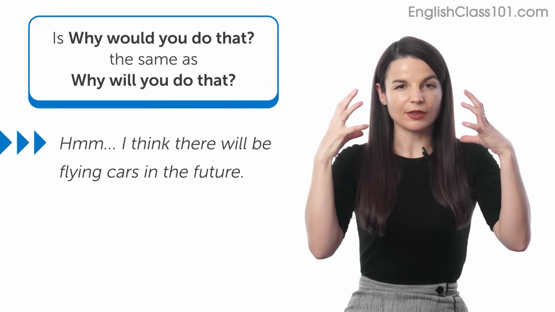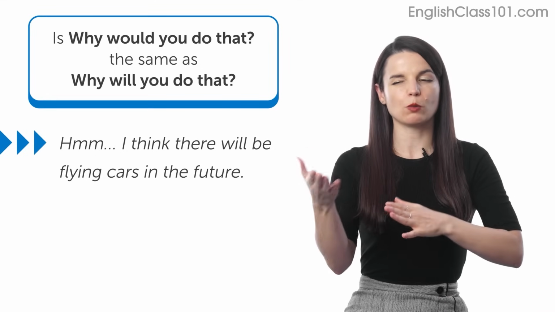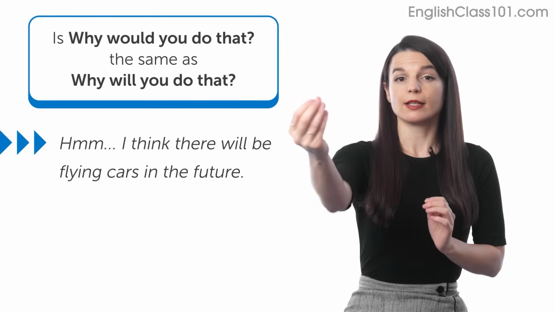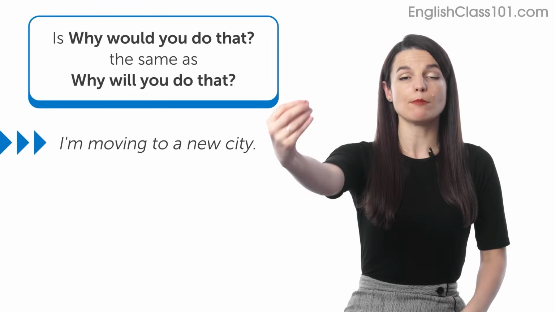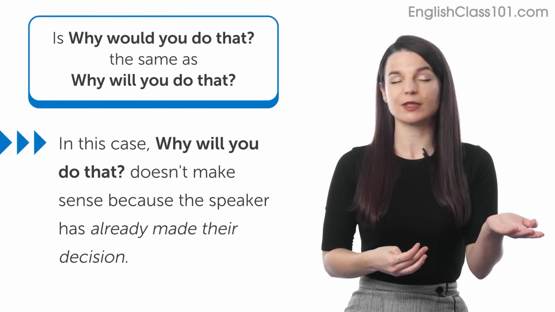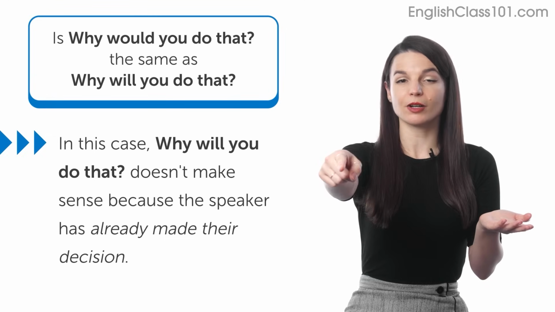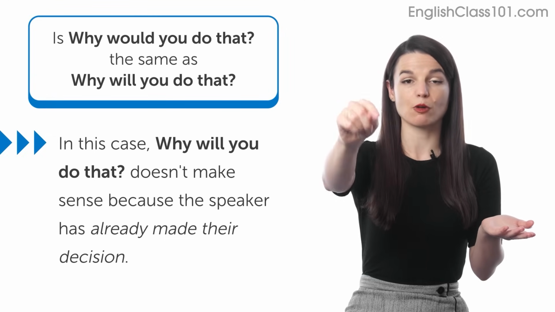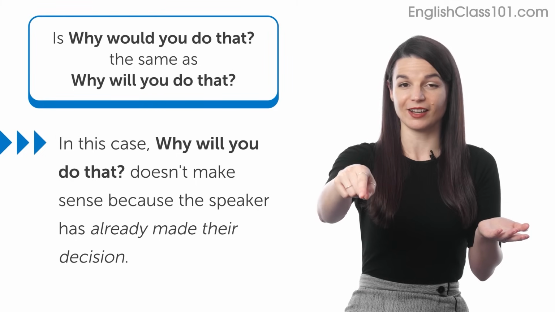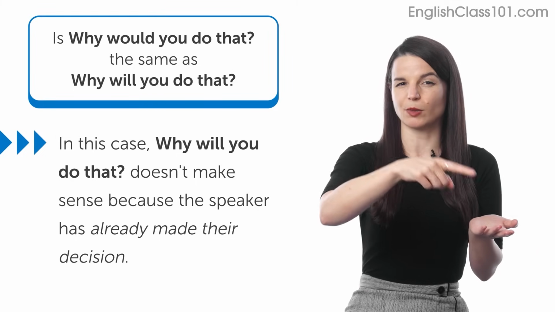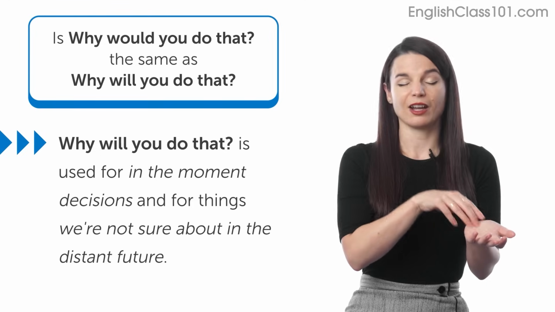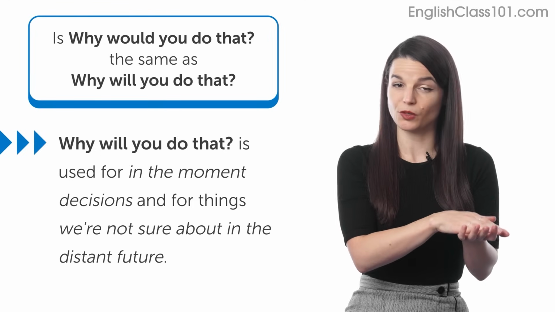So let's think about this in terms of this question. Why will you do that versus why are you going to do that? If you ask this question, someone else has told you a plan, right? Like I'm moving to a new city and you want to know why. Why will you do that? Doesn't make sense, right? Because the other person has decided on their plan. They are moving to the new city. They did not decide in that conversation to move to the new city, right? So will sounds strange to respond with, yeah? Why will you do that? We use this for in-the-moment decisions and for things we're not sure about in the distant future, right?